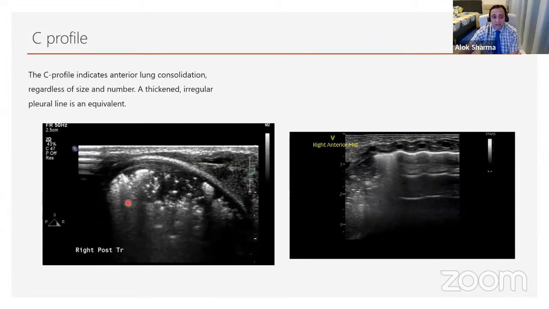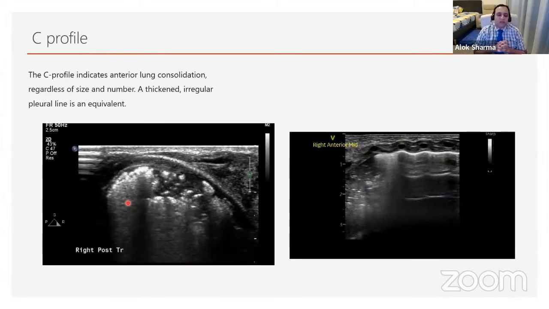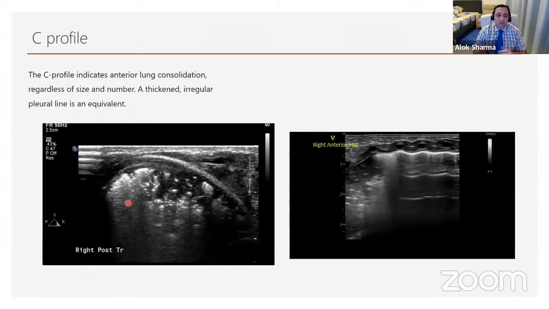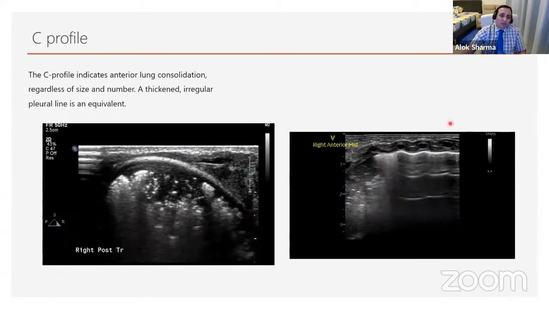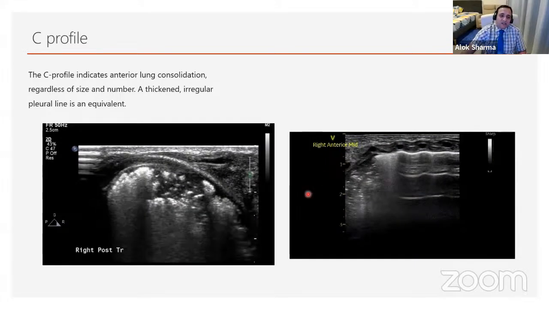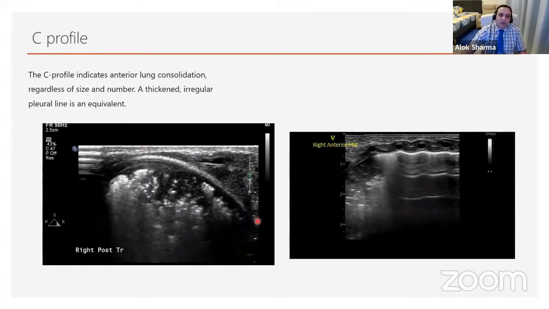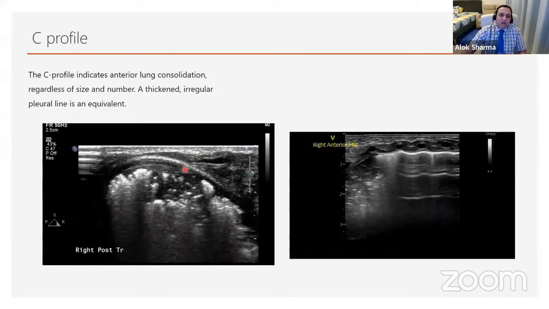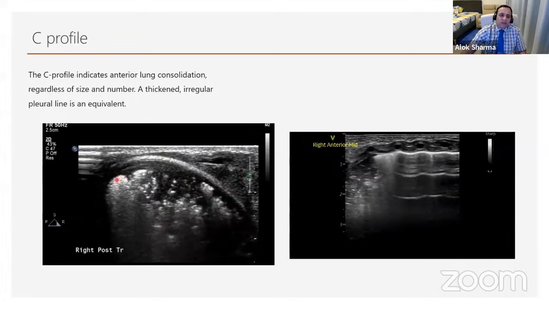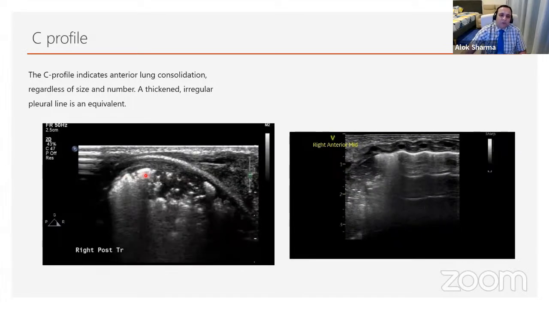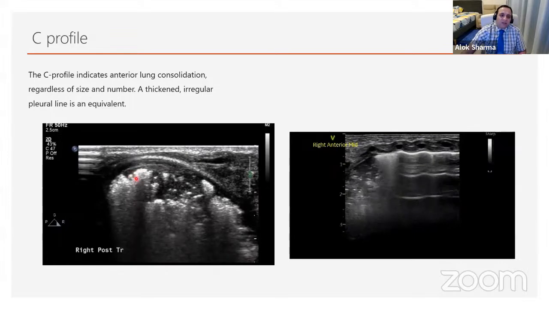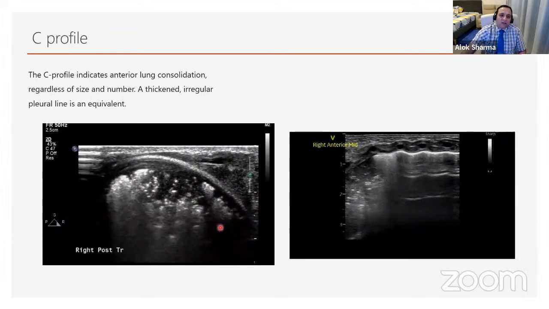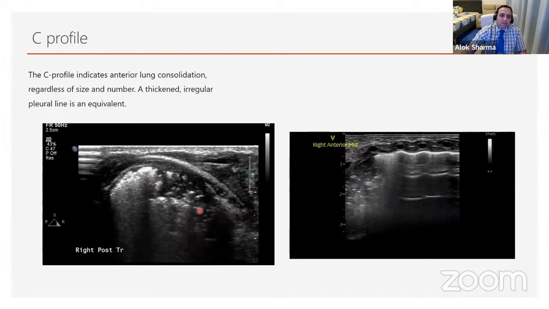It's not something that Daniel Lichtenstein uses in his terminology, but it's something that I would encourage you to use. And then what you can classically see here is a C profile. So this is a transverse scan, one rib space that you can see over here with the pleural margin. Now here you see pleura with subpleural consolidation. You have a small fractal or shred sign, but here you have a massive shred sign.